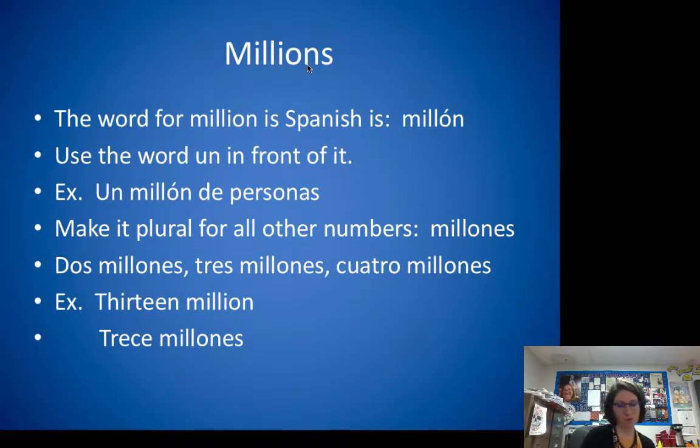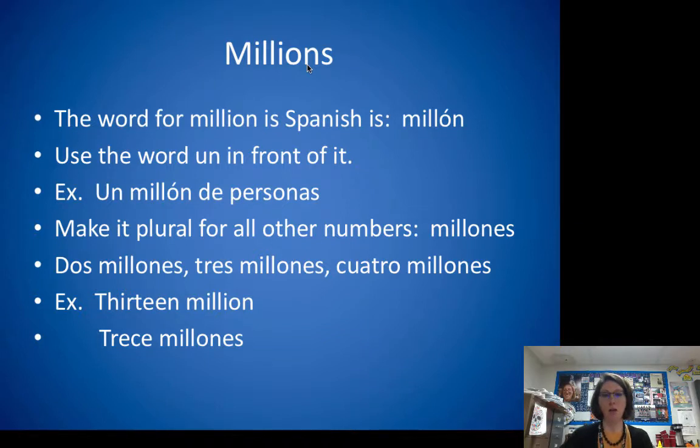So you can have 13,223,000, and you do it that same way. 13 millones, 200 and whatever mil. Okay? You still build it. You start with your biggest one. After your millions, you put millones. Then you do all that. You add your 1,000. Then you have your hundreds, tens, ones.